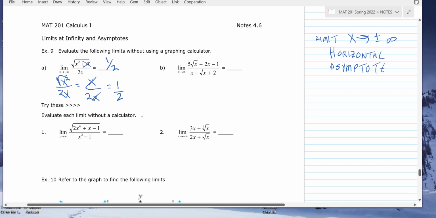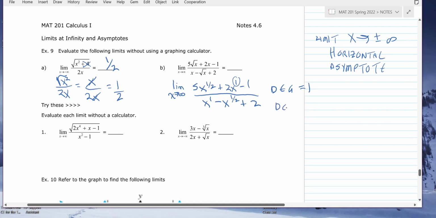Over here, again, think of this one like this. This goes along with what we learned. This is really 5x to the 1/2 plus 2x to the first minus 1, over x to the first minus x to the 1/2 plus 2. So the same rules apply. The degree of the numerator is 1, because that's the biggest power. That's bigger than a 1/2 power.